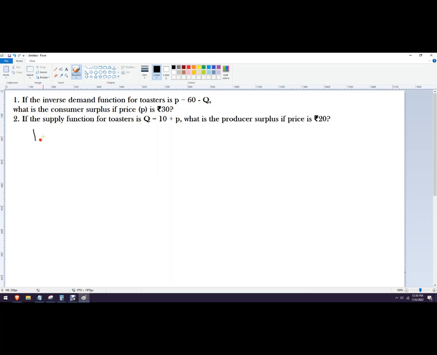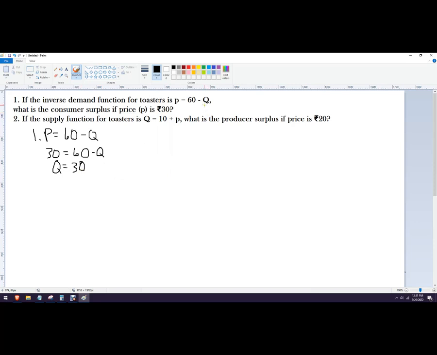Okay, so for number one, let's go price equals 60 minus Q. This is the same as saying, I'm just going to plug in that 30 rupee price. 30 equals 60 minus Q. So we'll send that over there. Q equals 30. Okay, so 30 units.